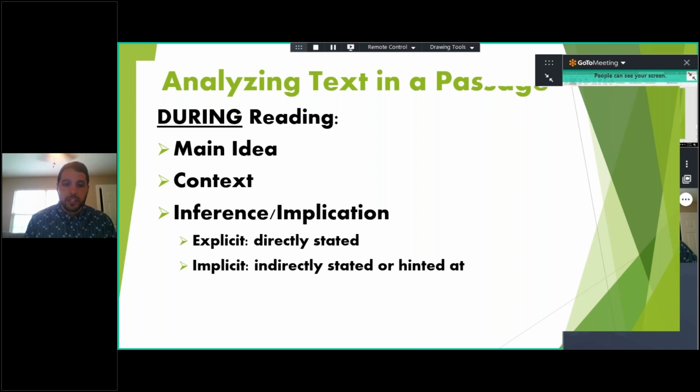And that is really what takes us to inference and implication. And this is something that you want to look for during reading. So explicit words are explicit meanings or ideas, those are directly stated. Implicit ideas are indirectly stated or they're hinted at. So you can infer something or imply something based on what something says and what something doesn't say.